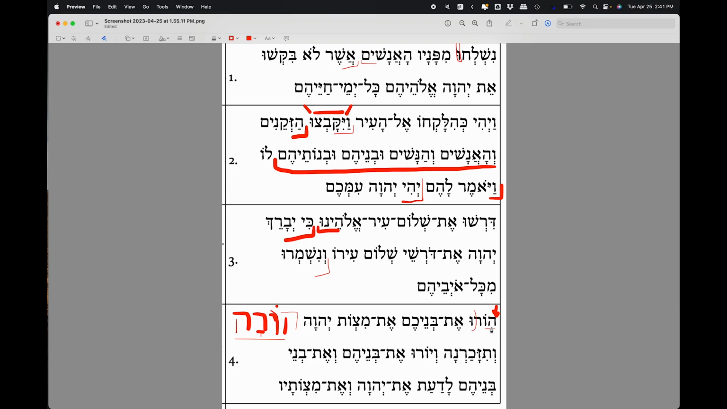So that makes me think that this is not perfect, but this is imperative 2MP. So teach your sons the commandments of the Lord, and they will be remembered. So this is a Niphal. This is 3FP, so it's for mitzvot, and the commandments will be remembered. And they, your sons, will teach their sons and the sons of their sons to know the Lord and his commandments.